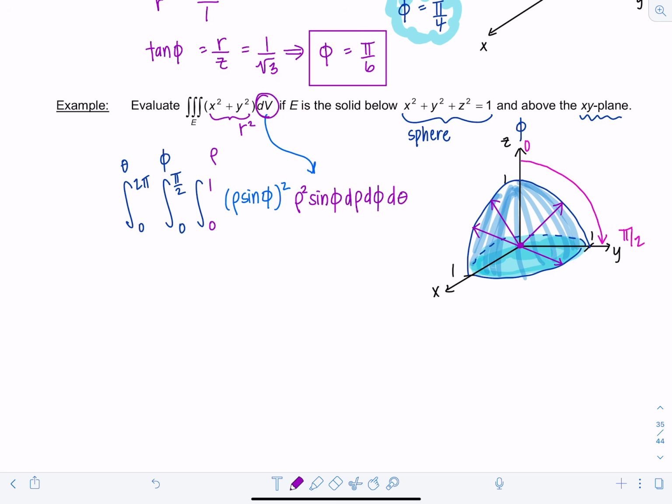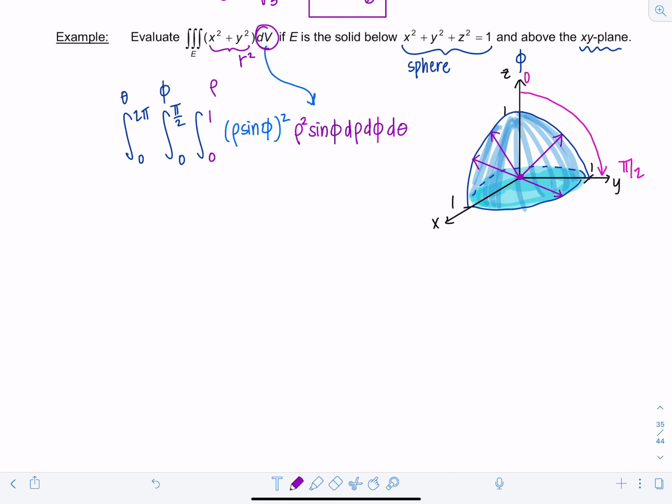Before you have a panic attack, notice all of your limits are constants, yes? And your integrand can be written as a product of functions exclusively of rho, phi, and there's not even a theta. So we can break this up into just 3 integrals of functions of a single variable, no big deal.